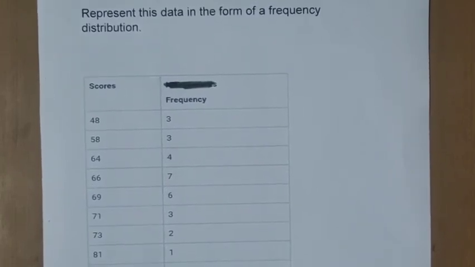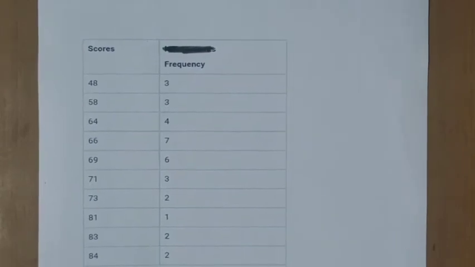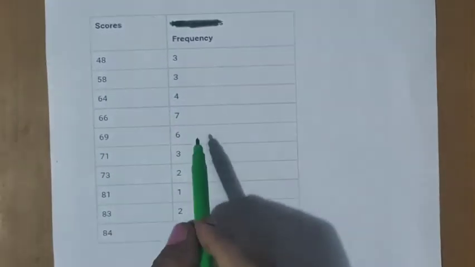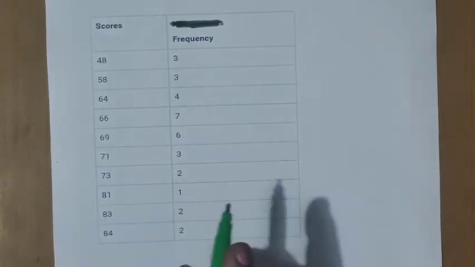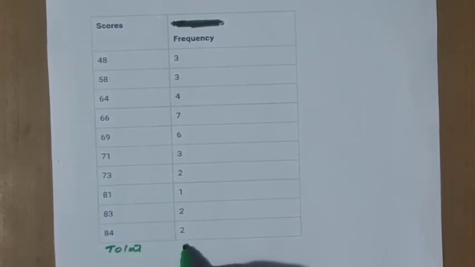So we have to draw a table, and each score you have to check. If you check 48, you can see that it comes 3 times, 58 3 times, 64 4 times, 66 7 times, 69 6 times, 71 3 times. Like that you have to make the table. And one more column we have to write, that a total should be done. This total is equal to 33. Then only our table will be complete.